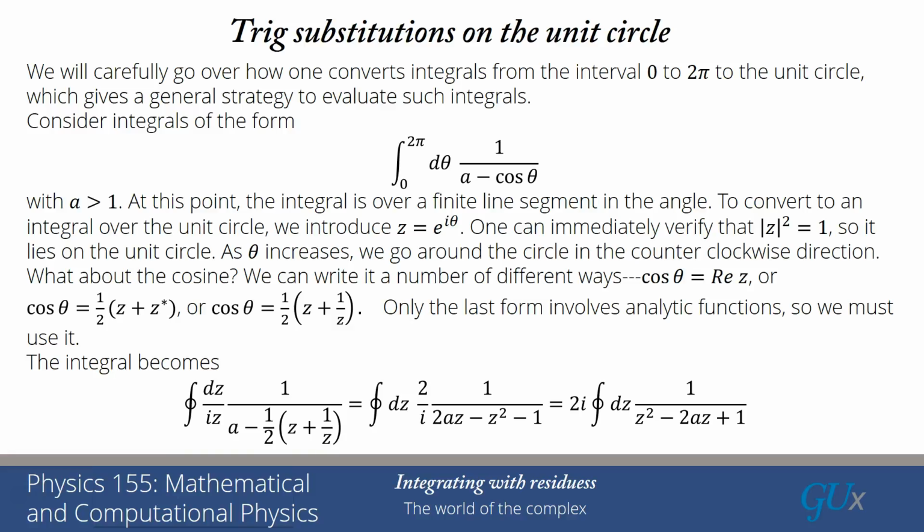factor a 1/2 out of that denominator, and I multiply the denominator by a z, so I get 2 over i times 1 over 2az minus z squared minus 1, and I'm going to factor a minus sign out of that, and so I'm going to get a 2i times the integral around the unit circle, dz, 1 over z squared minus 2az plus 1.